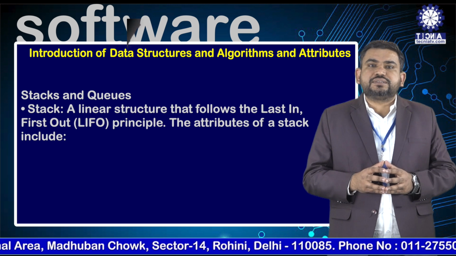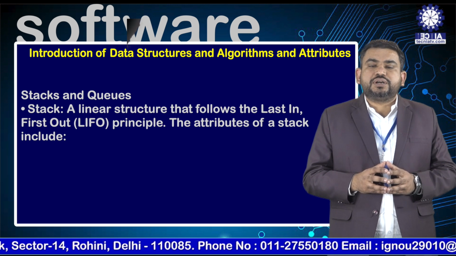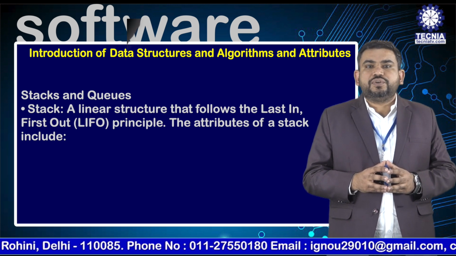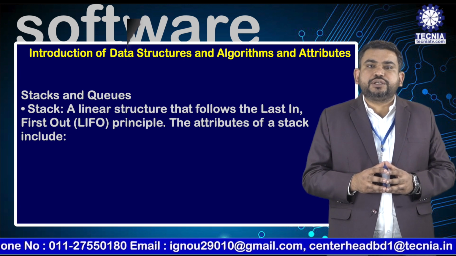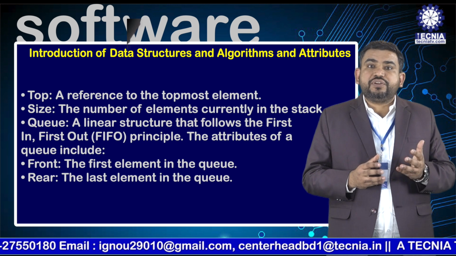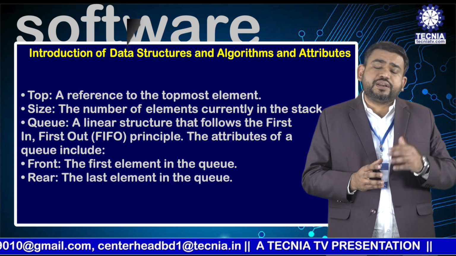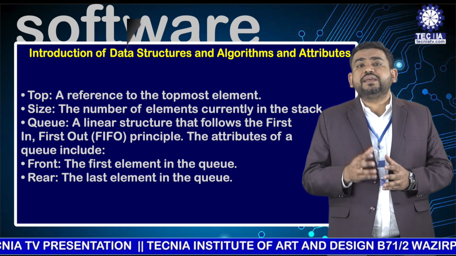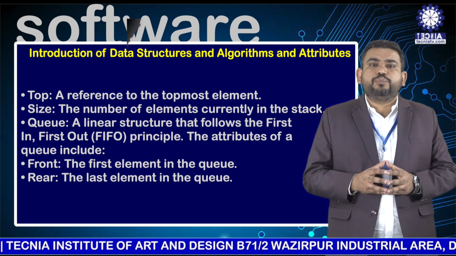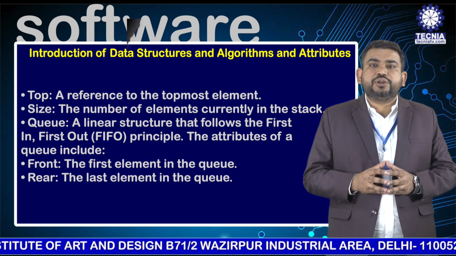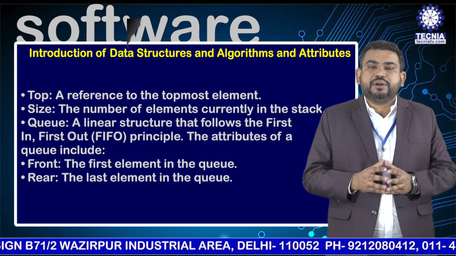Now we discuss stacks and queues. A stack is a linear structure that follows the last in, first out, that is LIFO, principle. The attributes of a stack include top, a reference to the topmost element, and size, the number of elements currently in the stack. A queue is a linear structure that follows the first in, first out, that is FIFO, principle. The attributes of a queue include front, the first element in the queue, and rear, the last element in the queue.